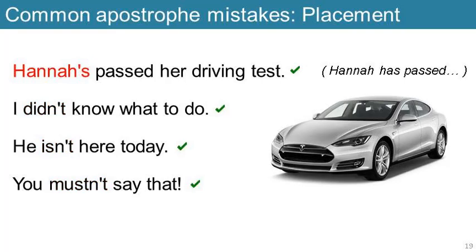In the first case, the word Hannah's is contracted from Hannah has. Hannah has passed her driving test. So the apostrophe replaces the letters H and A of has. The other 3 examples are negated contractions. In a negated contraction, the letter O of not is omitted. So this is the place where the apostrophe must go.